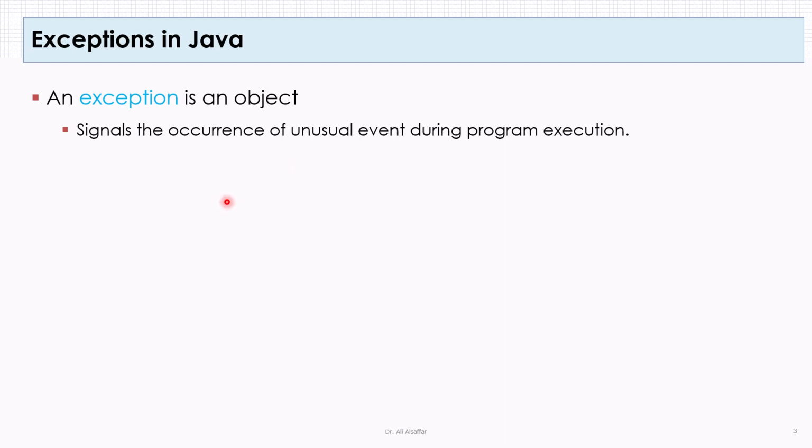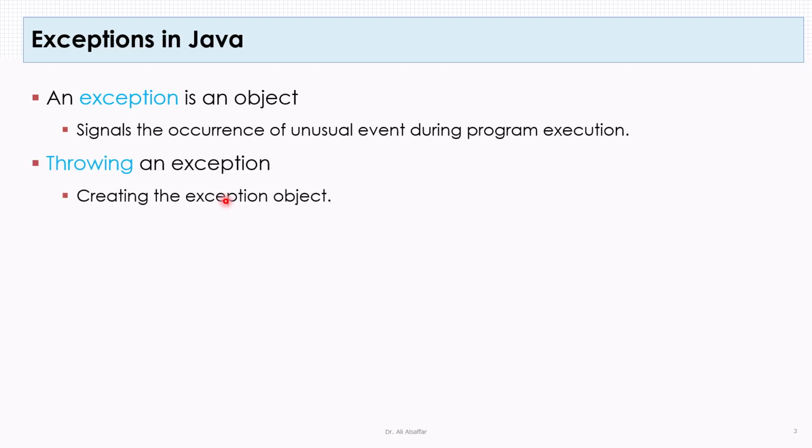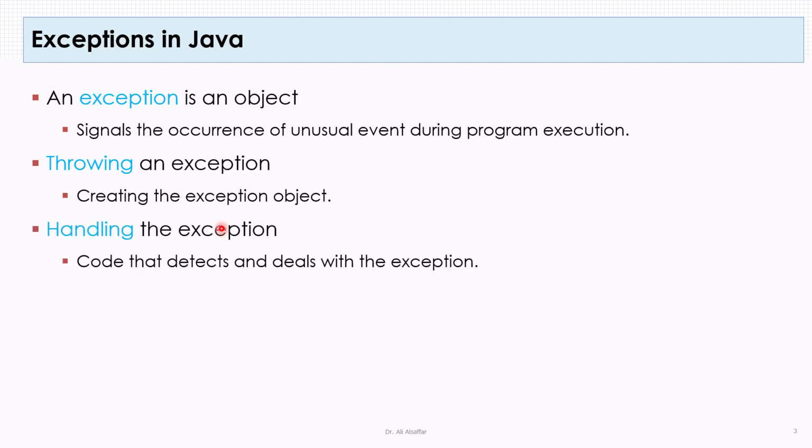Since an exception is an object, it must be created from a class. The mechanism of creating an exception object is called throwing an exception. So what is throwing an exception? Basically, it is creating the exception object. After the exception is thrown and its object is created, it must be handled rather than letting the program crash. The method of catching the exception is called handling the exception.